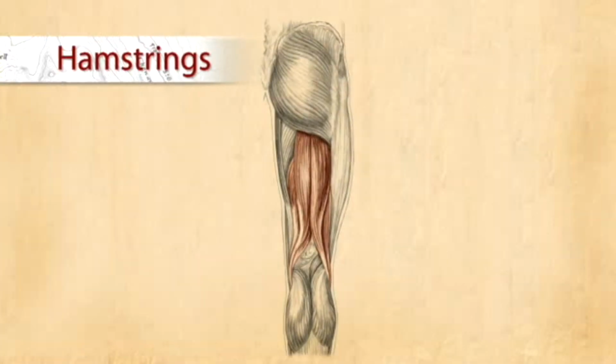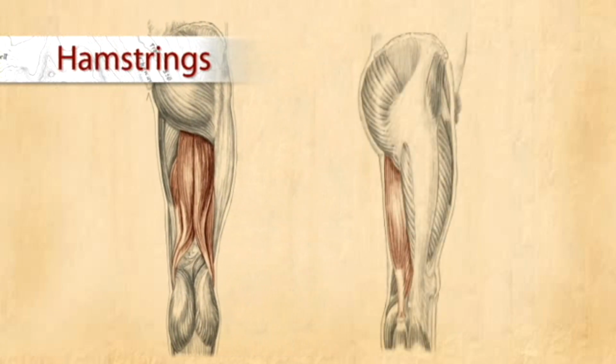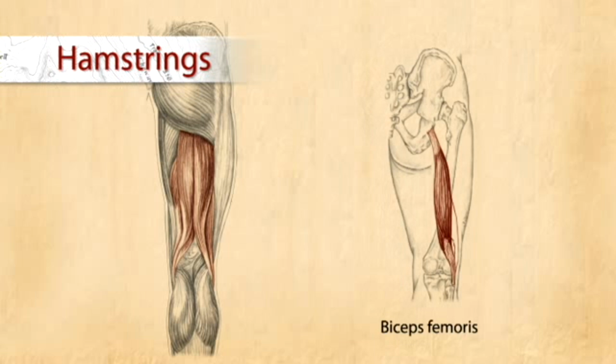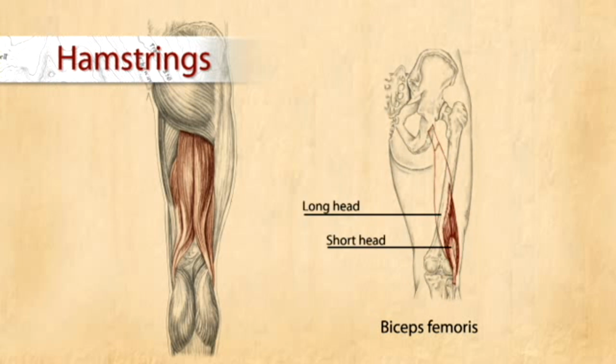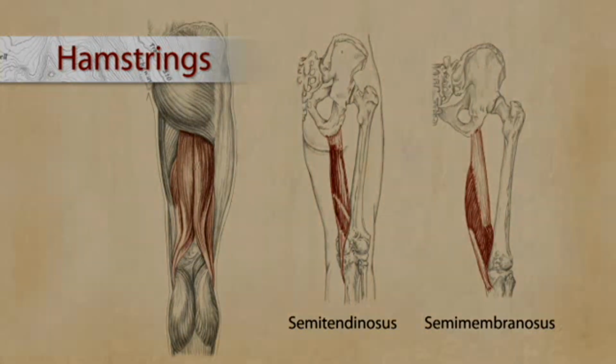The hamstrings are located along the posterior thigh between the vastus lateralis and the adductor magnus. As a group, the hamstrings and their tendons are easily palpable. Biceps femoris is the lateral hamstring. It has two heads, a superficial long head and a deeper, indiscernible short head. The medial hamstrings include the two semi-muscles, the semitendinosus, which lies superficial to the wider and deeper semimembranosus.